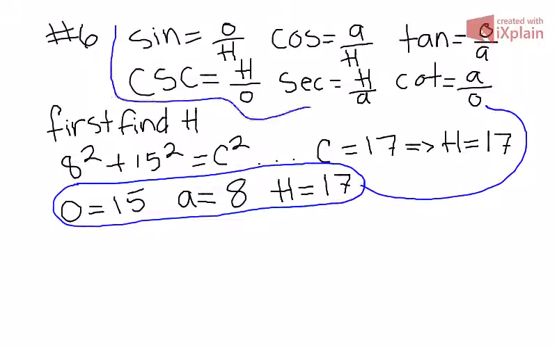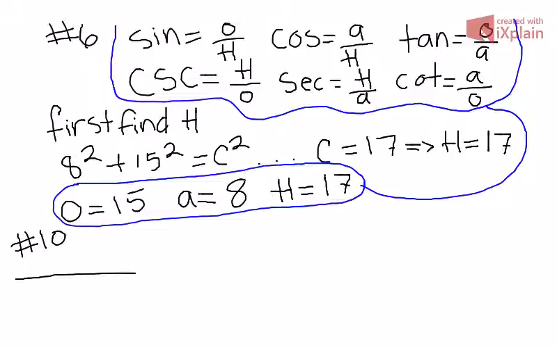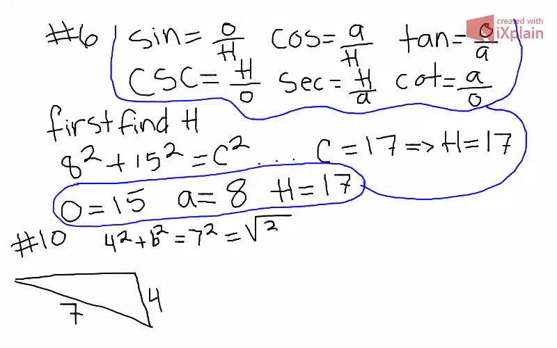Very straightforward. I'm not going to write all of those out. You can just plug in 15 wherever you see O. Okay, so we have this triangle here. This time we have the hypotenuse, and we're trying to solve for the other side. So we plug in 4 and 7 as A and C in the formula, and we find that our other side is square root of 33.